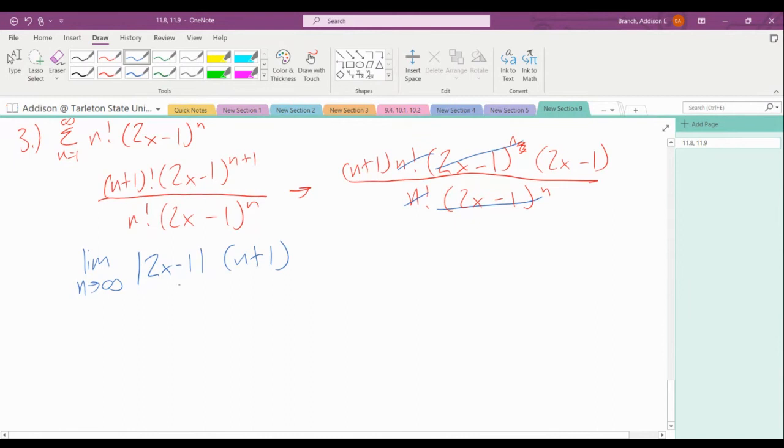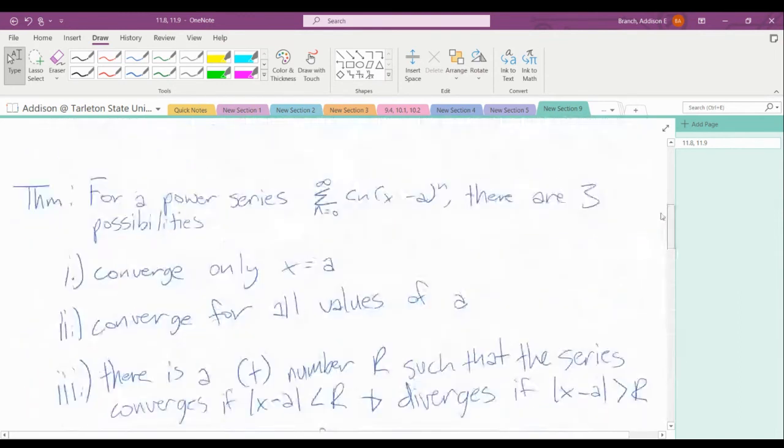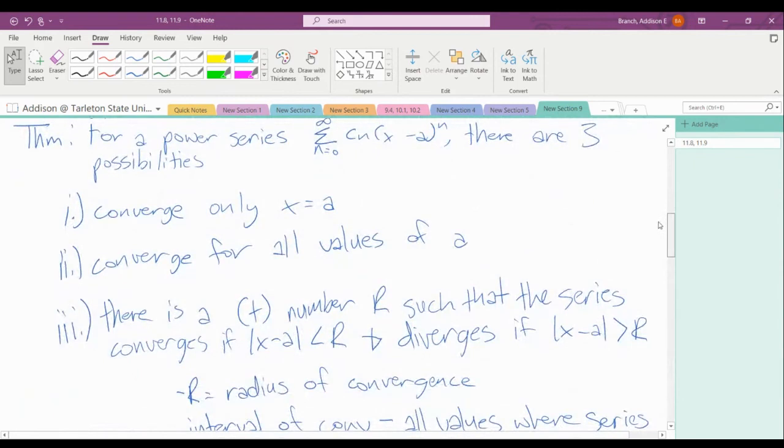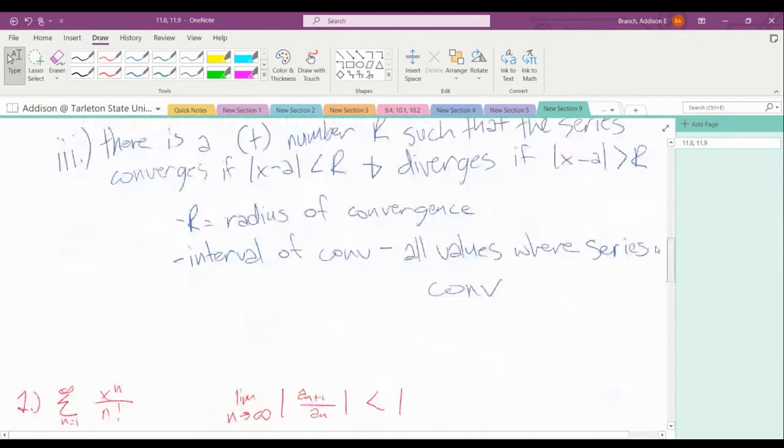So just looking at this, that limit as n approaches infinity of n plus 1 will always be infinity, which we know, of course, is greater than 1. And because that will always diverge, we can say that we now have a radius of 0, because there's really no way to modify this to get it to converge. But remember, if we go back up to our theorem, it says that it will have to, at minimum, converge at x equals a.